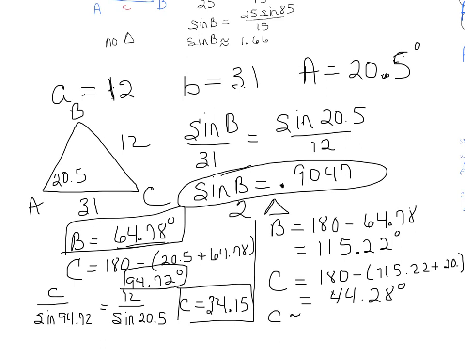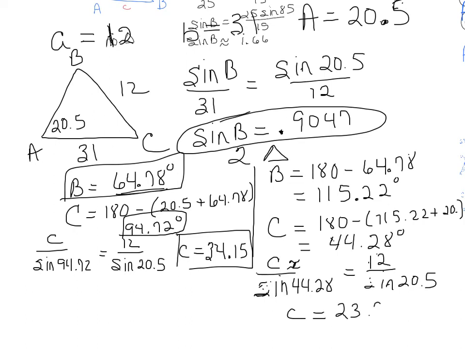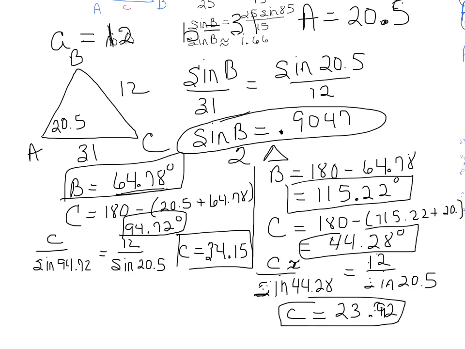And so side C over the sine of 44.28 equals 12 over the sine of 20.5. So C is 23.92. So we solve both triangles. Okay, it's really not too bad.